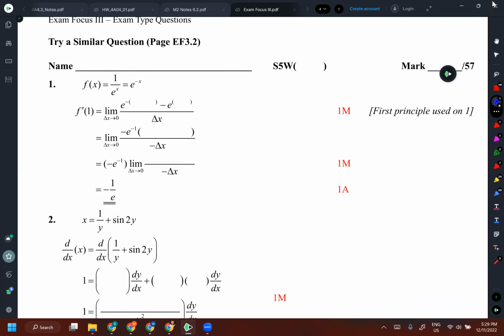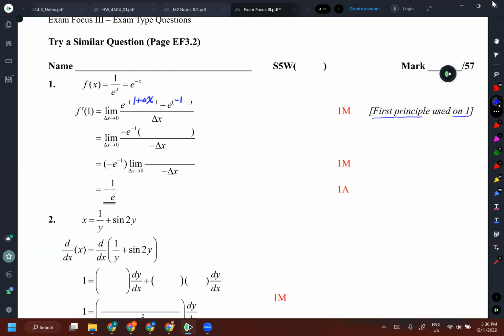Question 1. Find the derivative at x equals 1 from the first principle. So I'm going to use the first principle based on 1. F prime 1 is equal to e to the power 1 plus delta x, minus e to the power 1, negative 1. Yes, negative 1 plus delta x, e to the power negative 1.